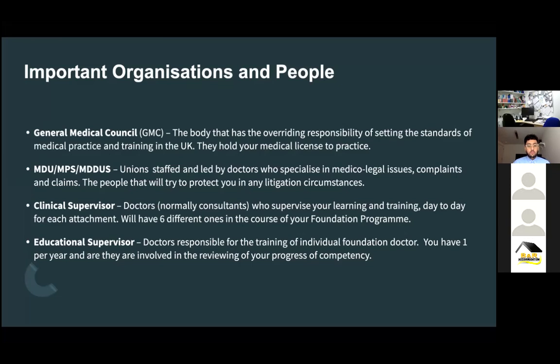They're the people you go to if you've got any issues, or let's say you need specific time off out of your education for learning. They help you through, and they're actually quite useful. If you've got any issues, they're always happy to answer any questions, and they're really helpful people throughout your junior doctor career.